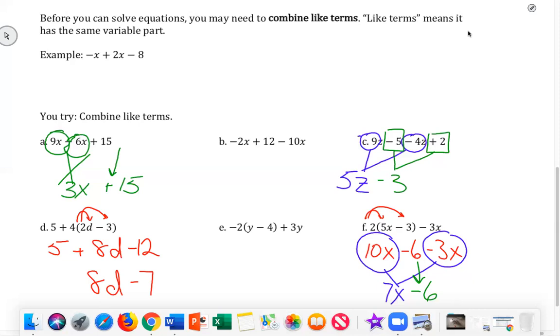Okay, what did you get? I got negative 12x plus 12. So did I. These two guys are like terms. So negative 2x minus 10x is negative 12x. That guy has nothing to combine with, so you just bring him down. So negative 12x plus 12. Perfect.